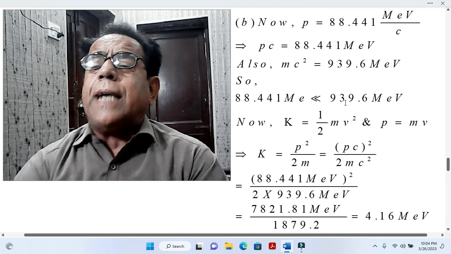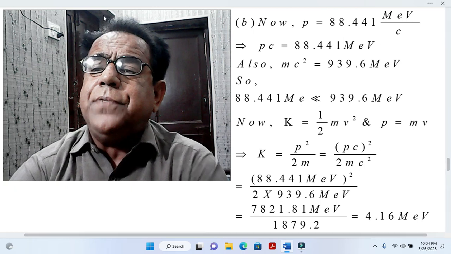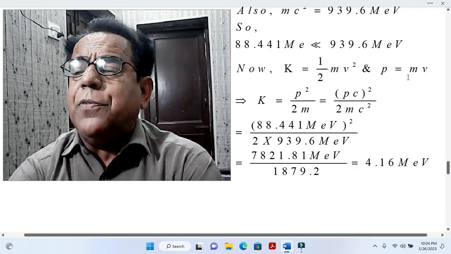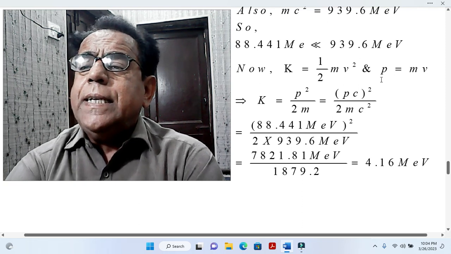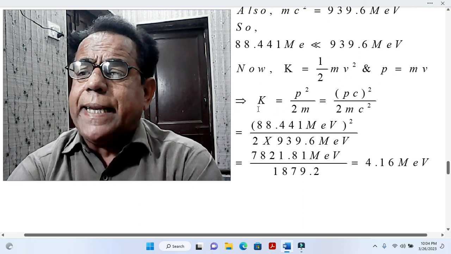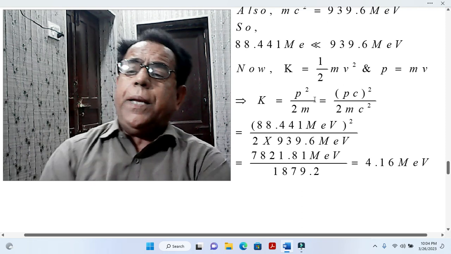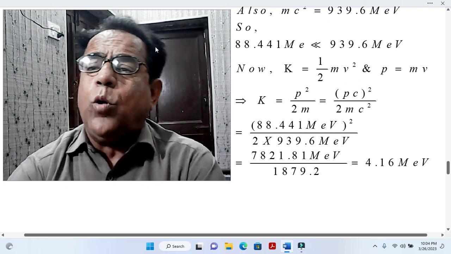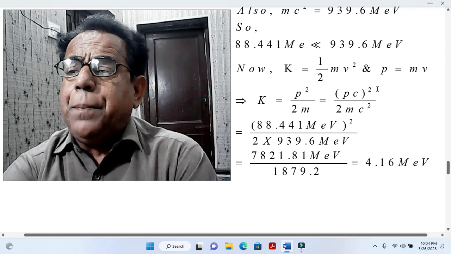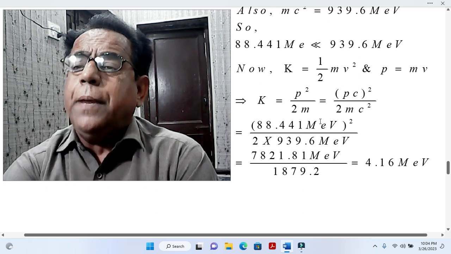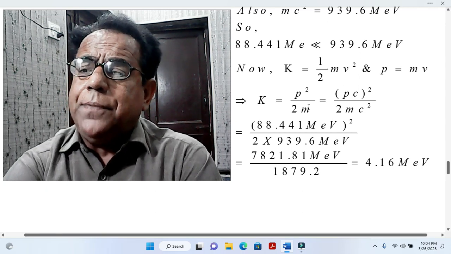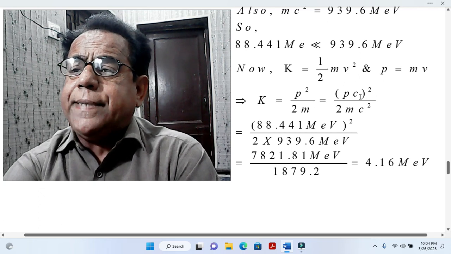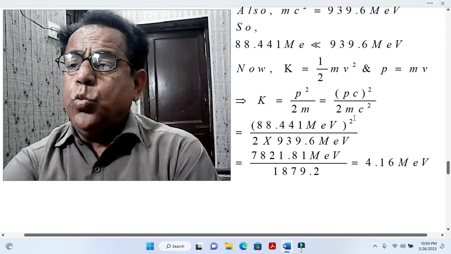So the relativistic expression does not hold, and we combine two equations, that is K is equal to half mv square and p equal to mv. When we combine these two equations, we get K is equal to p square over 2m. We have done nothing, we have just rearranged these two equations. However, in the next step we multiply and divide by c square. Then it becomes (pc) whole square, while this becomes 2 into mc square.